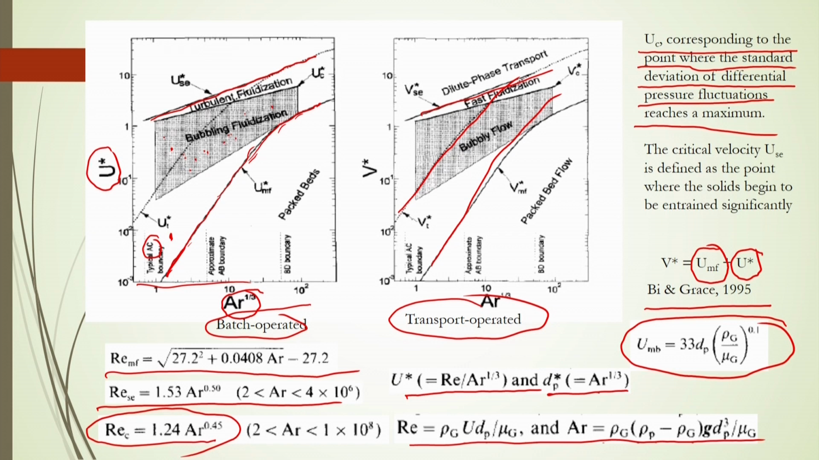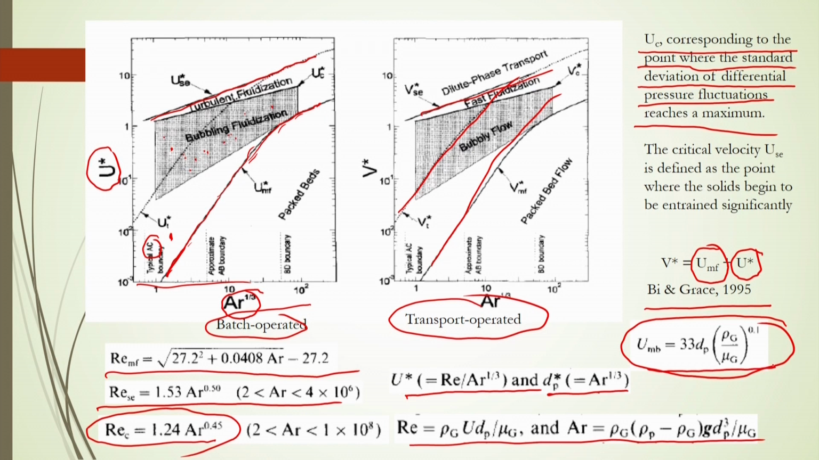And another important point: how can you get the bubbling fluidization, at which velocity can you expect the bubbling fluidization there? You can get the minimum fluidization velocity for bubbling condition by this correlation here: 33 into dp into rho g by mu g to the power 0.1. What does it signify? It signifies that if dp is kept constant and you increase the density of the gas, you will see the bubble velocity.